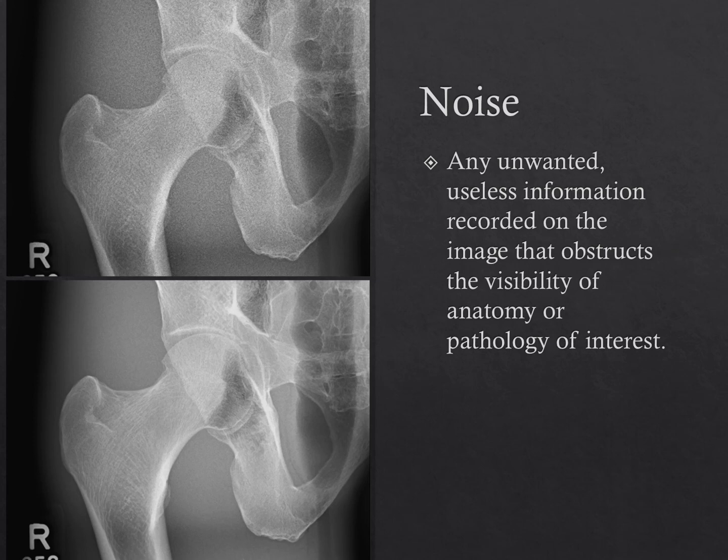Noise. Pretty simple topic to wrap your brain around. Any unwanted, useless information recorded on the image that obstructs the visibility of anatomy or pathology of interest. So in this example, this is pretty easy to see. You can see that the top image is very mottled in appearance. Got lots of dots, lots of areas that the computer is having to figure out what might need to go in that area of the image.